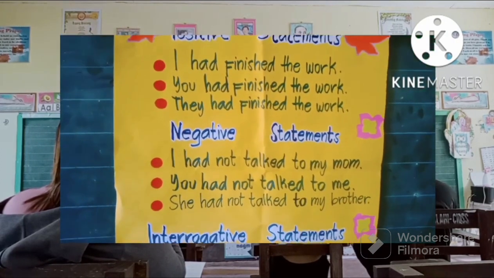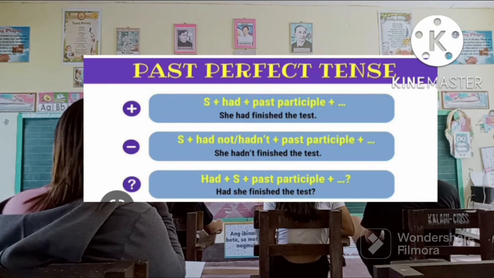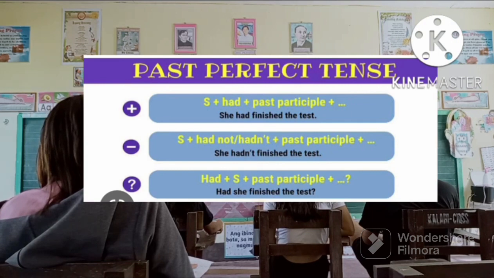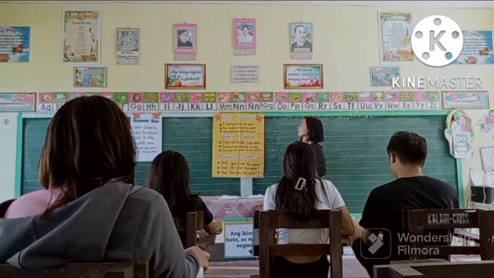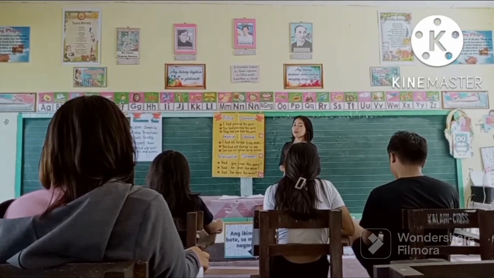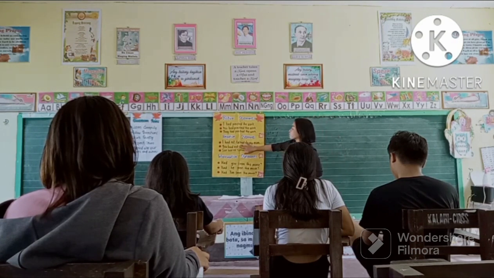So in positive statements, we have here the formula. The first will come up is the subject. The second one is the auxiliary verb. And the third one is the past participle, to be followed by the object. Now, try to look at the example. I had finished the work. So I is the subject, had is the auxiliary verb, finished is the past participle, and then the last one is the object.